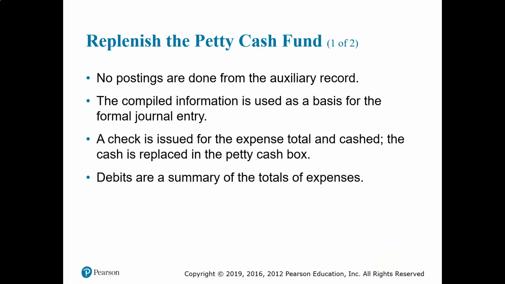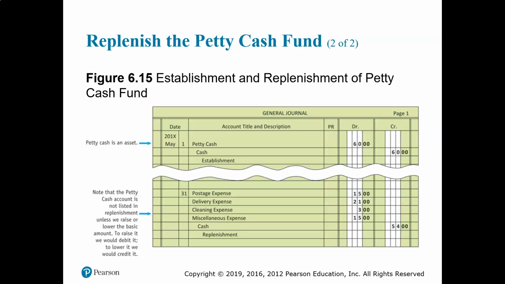Okay, so no postings are done from the auxiliary record. The compiled information is used as the basis for the formal journal entry. A check is issued for the expense total in cash. The cash is replaced in the petty cash. Debits are a summary of the total expenses.